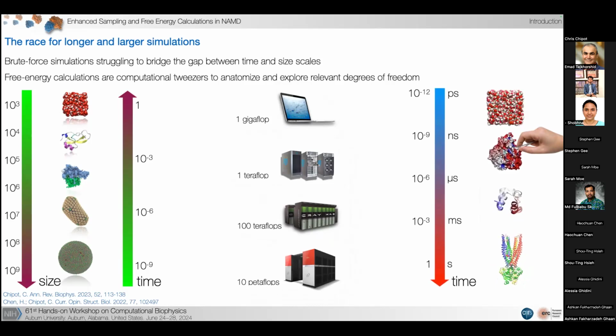So you have these conflicting, or opposite, arrows. The larger the system, of course, the shorter the simulation. This is the kind of architecture that you need to simulate these systems. But what we are really interested in, in the context of free energy calculations, are the typical timescales of the collective motions, the collective movements that you have in systems.